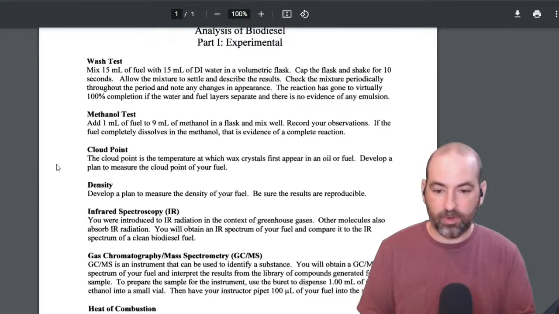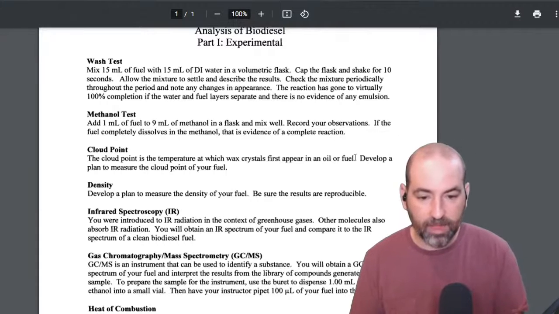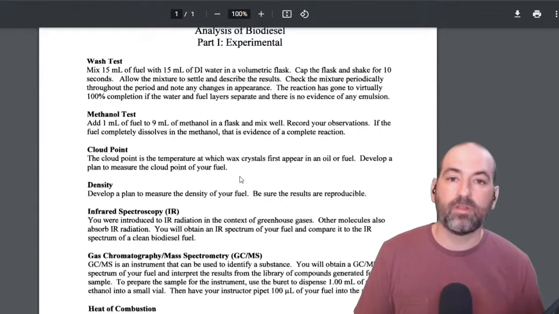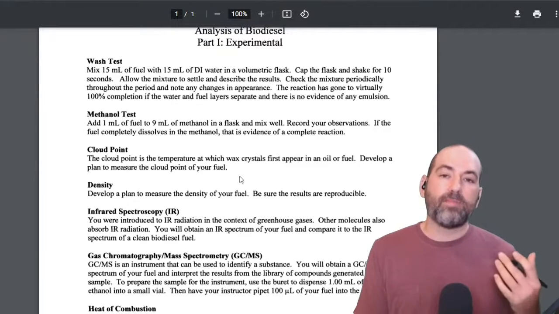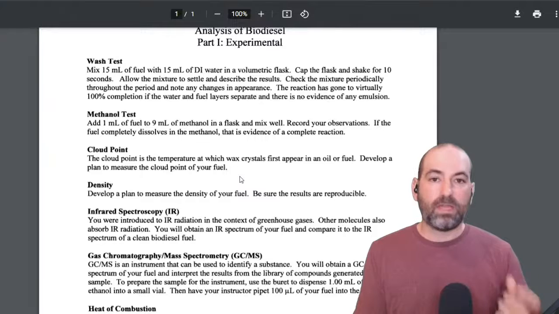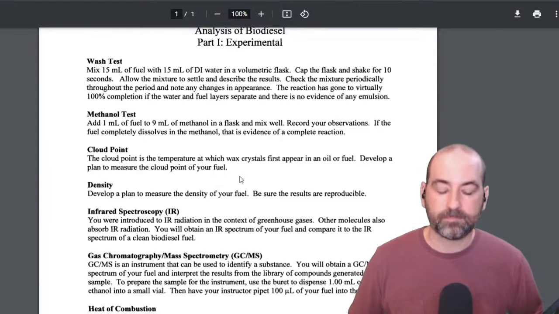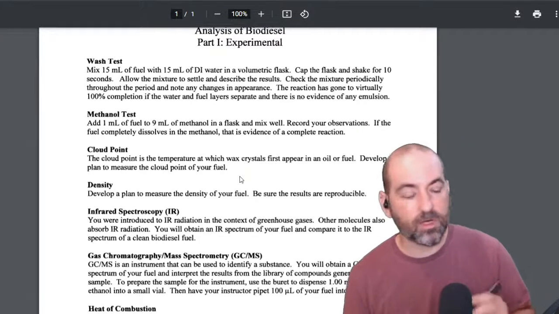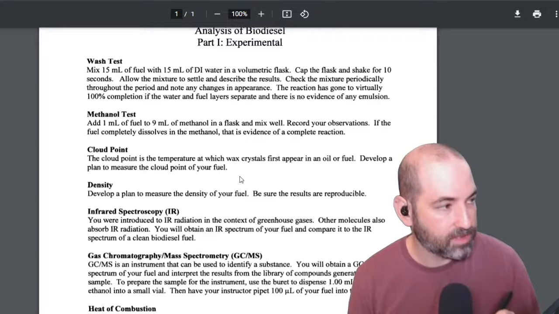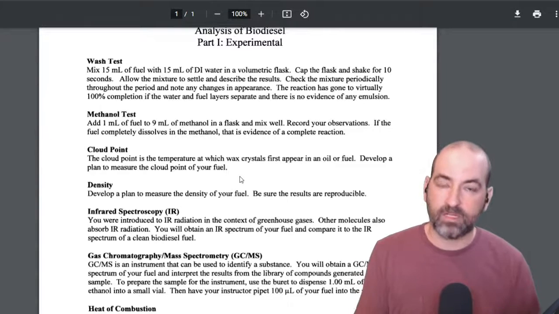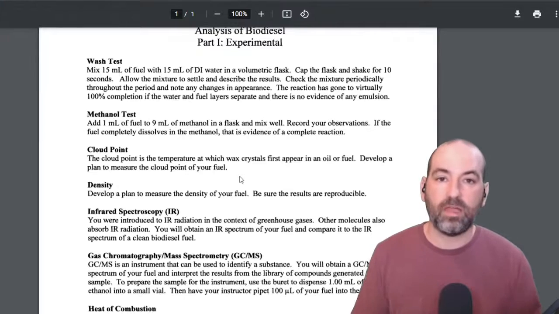So to measure the cloud point, you're going to have to develop a plan of how you want to do it. But basically, it's going to involve cooling a sample of your biodiesel and then looking for when it starts to cloud up, when it goes from clear to cloudy, which is evidence of some solids starting to form. All right, so before you come into lab, you can look up how to measure cloud point, best practices for that kind of thing, and then develop a little plan in your notebook for that.